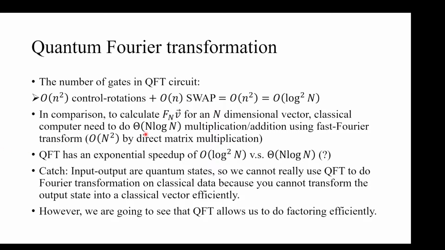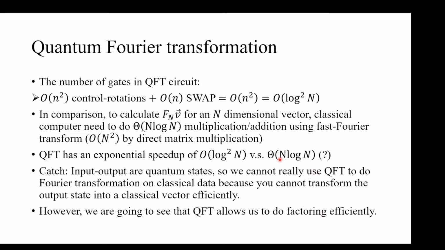So you see that the quantum Fourier transform is much faster than the classical Fourier transform. The classical Fourier transform needs basically order big N, but the quantum Fourier transform is exponentially faster. You only do order log squared N.